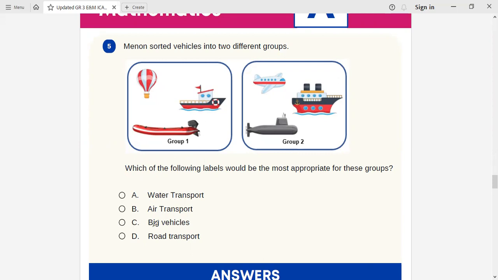That means the only option I'm left with is C, which is big vehicles, because all of these, the dinghy, the yacht, the parachute, the airplane, the ship, and the submarine are all big vehicles.